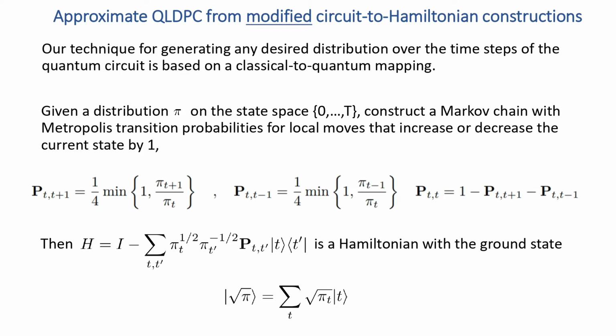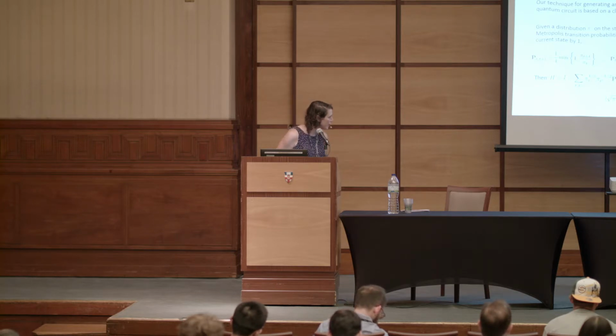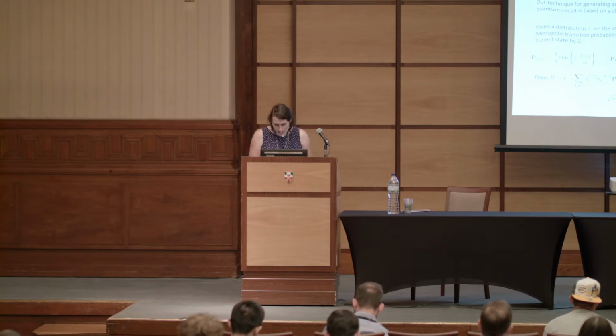Sometimes these are called symmetric Markov chains because they are mapped by a similarity transformation to symmetric matrices, i.e. Hamiltonians. So using these Markov chain techniques, we can construct a Hamiltonian with the ground state matching the desired distribution over the time steps. Maybe that's an aside, but that's the technique we use.